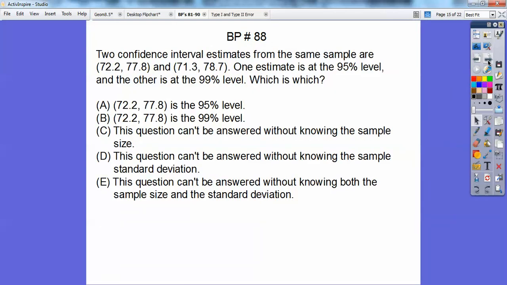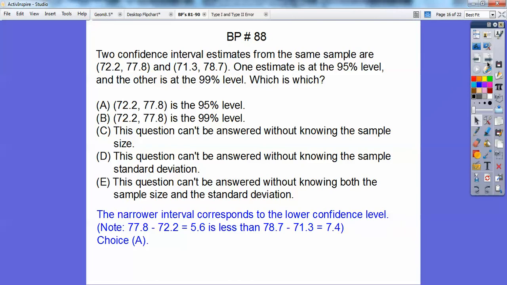So two confidence interval estimates from the same sample size are given right here. We need to check out these confidence intervals. Can you see that this confidence interval is smaller than this confidence interval right here? One estimate is at the 95% level and the other one's at the 99% level. So which one is which? Basically, the narrow interval corresponds to the lower confidence level.